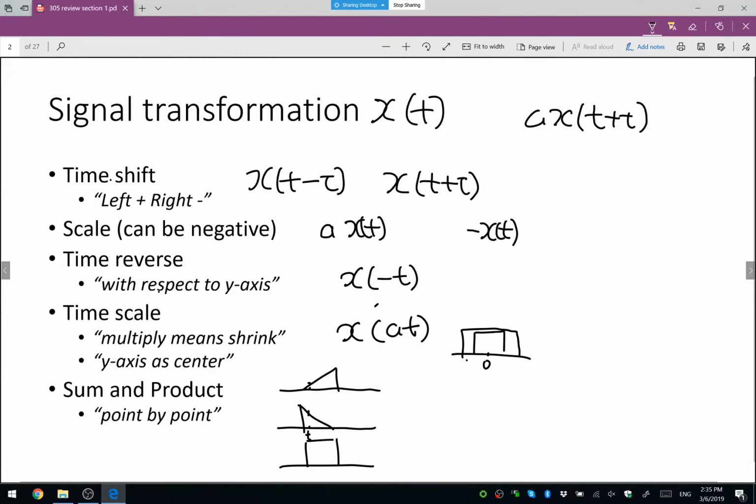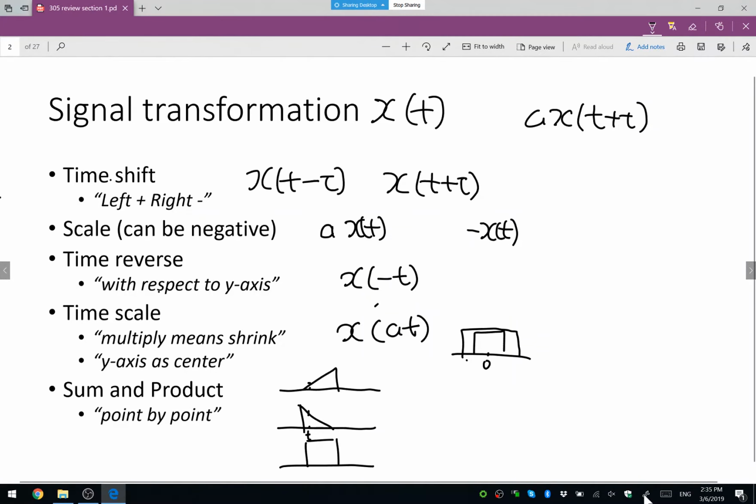Okay, maybe I'll ask a small question. For x(2 minus t), let's say how you can get from x(t) to x(2 minus t). You do a time scaling, you flip, time reverse. It's a special case of time scale where you did a -1, and then a time shift.